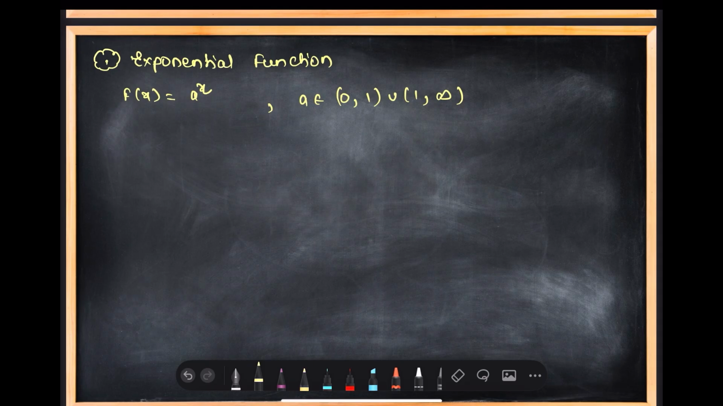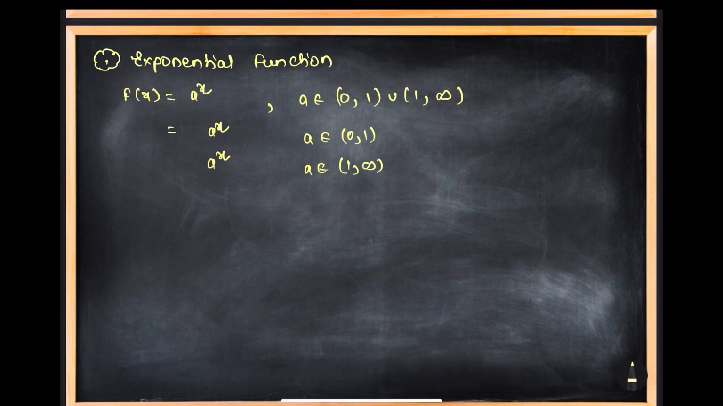Now, suppose that your a belongs to 0 to 1. Okay? So your exponential function will be decreasing. Suppose that a belongs to 1 to infinity, your exponential function will be increasing. Now look at this. So case 1, a belongs to 0 to 1.